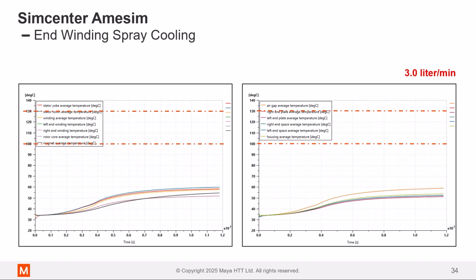Our second flow rate is 3 liters per minute. Here the temperatures for each component have been reduced significantly down to a very nice range. All are less than 60 degrees C, and they have stabilized so that the driver could easily extend operation beyond the 20-minute drive cycle without fear of damaging the motor.